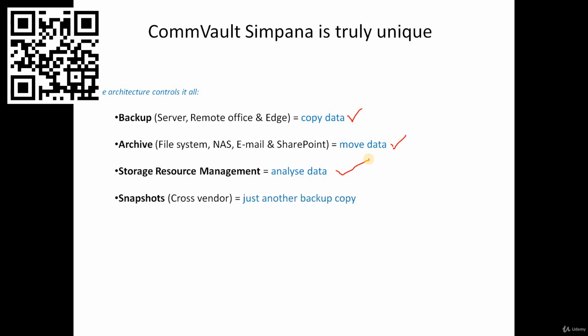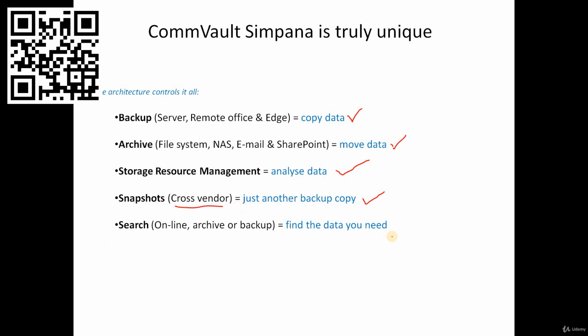Snapshot, you can do cross vendor snapshot. Snapshot is nothing but just another backup copy, but not in the form of a traditional backup. We are using a snapshot technique, which is a point-in-time copy, an instant backup feature. We can use Windows VSS or NetApp snapshot or EMC snapshot, because it supports cross vendor. Hitachi, all the vendors are supported by Commvault.